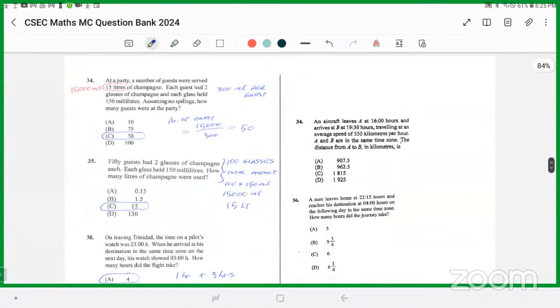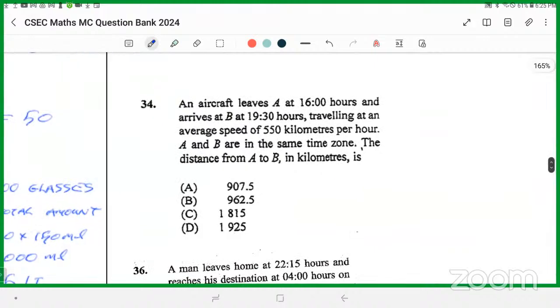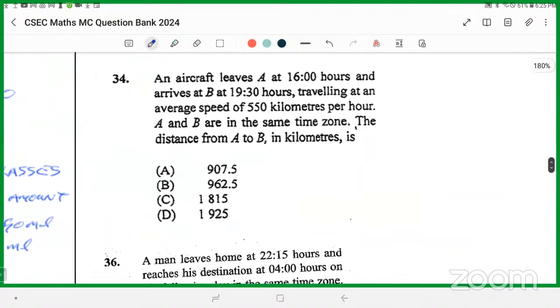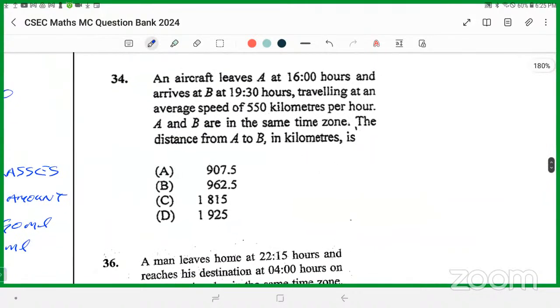Okay. Here again, an aircraft leaves A at 1600 hours and arrives at B at 1930. It means that it's traveling for 3.5 hours, traveling at an average speed of 550 kilometers per hour. A and B are the same time zone. The distance from A to B is what?